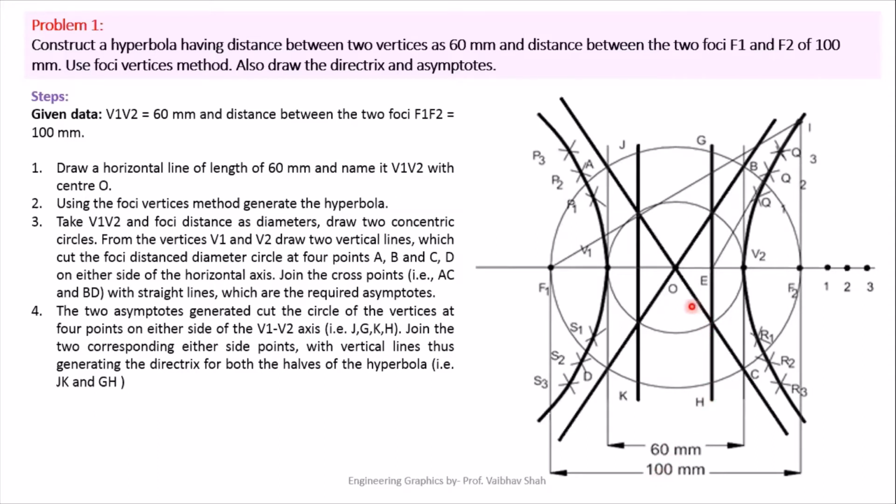Now, after getting this, we have to take any random points arbitrarily on the right hand side of your F2, like 1, 2 and 3. Once again, these points can be equidistant or you can take them in a random manner. Now, after that, we'll start the procedure of drawing the hyperbola.